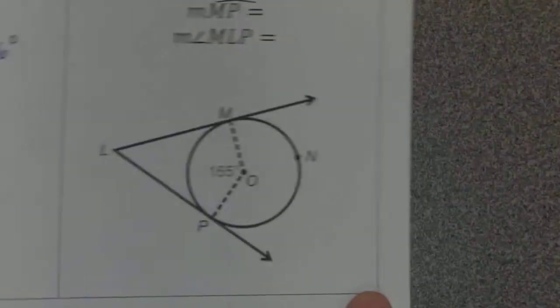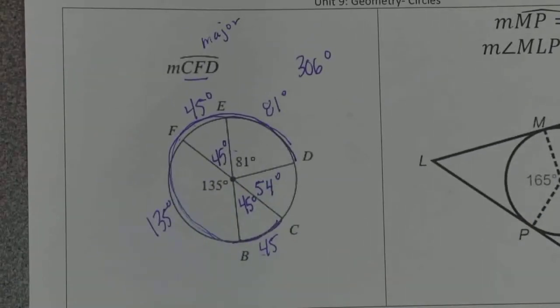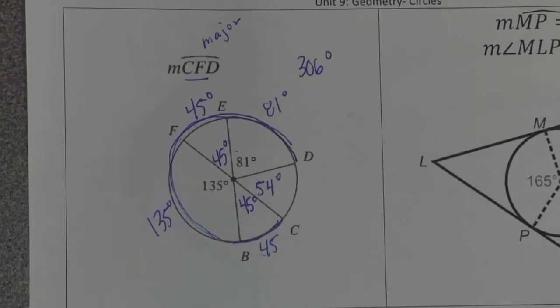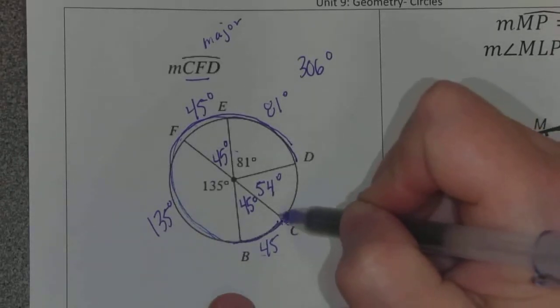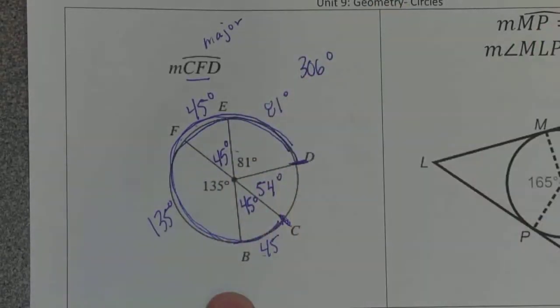All right, one more to go. I'm sorry, what? 306. And you just add all those up to get there? Yep, we just added all of them up from C right here all the way around to D right here. Okay.